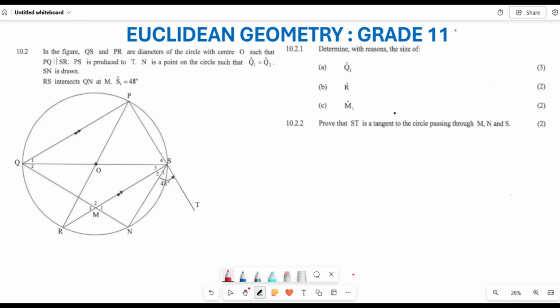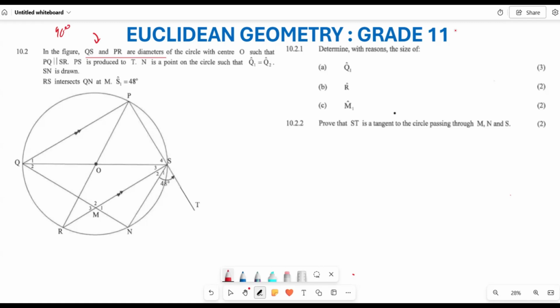But let's continue then. They're saying here in the figure, you have QS and PR, which are diameters. So already they are telling us that QS and PR are diameters. There's something that I know about a diameter myself: I know that a diameter subtends a 90-degree angle. Now, what else do I know from here?